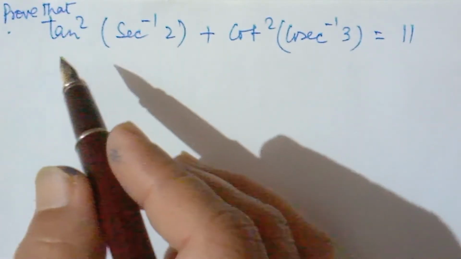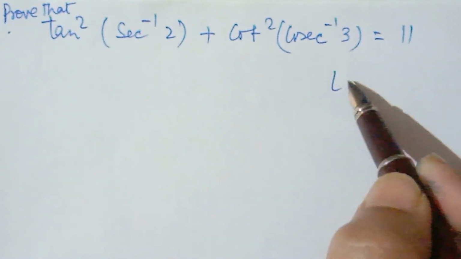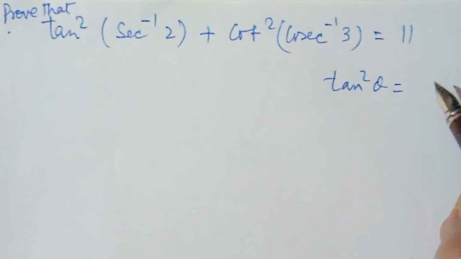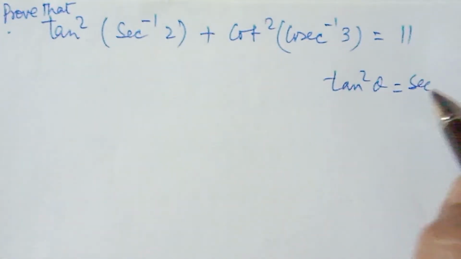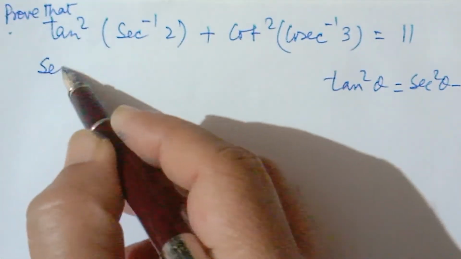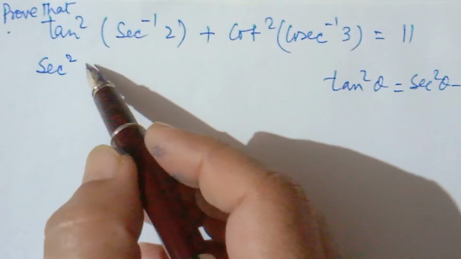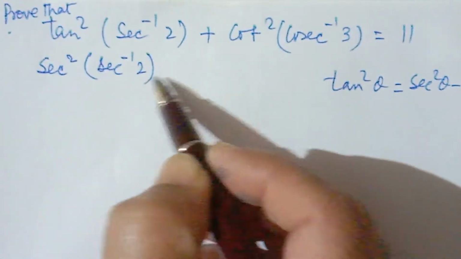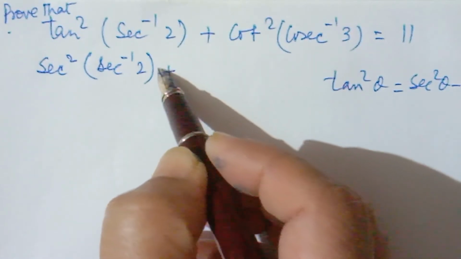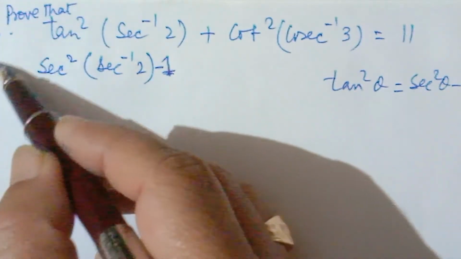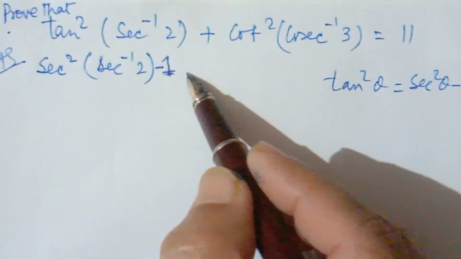So we know that tan square theta equals sec square theta minus 1. So that you can put here: sec square sec inverse 2 minus 1. So this is left hand side, plus.